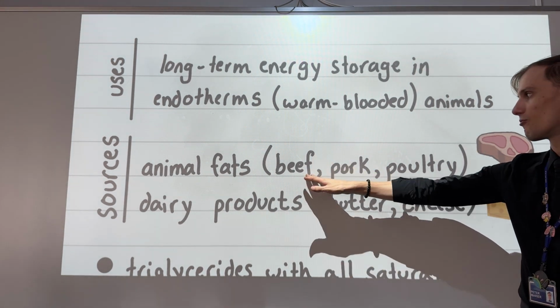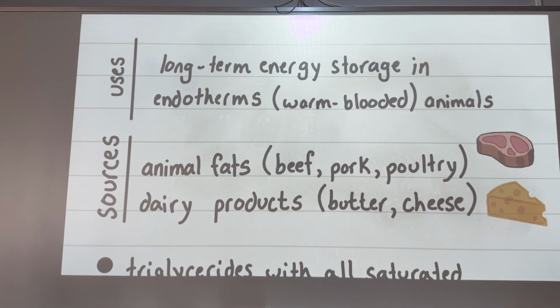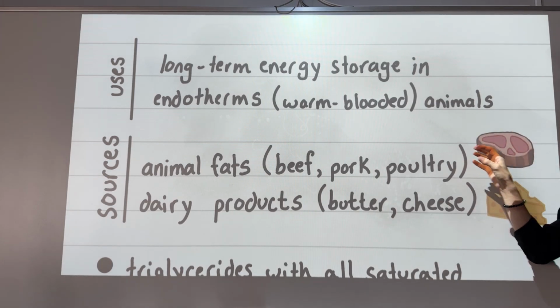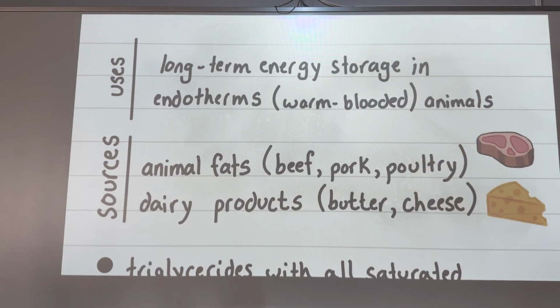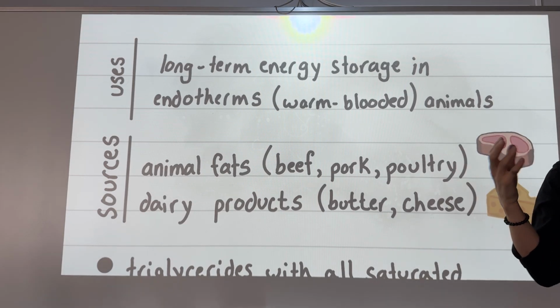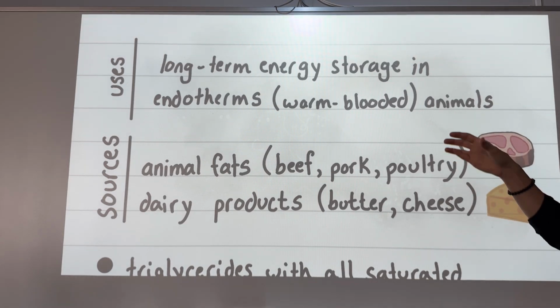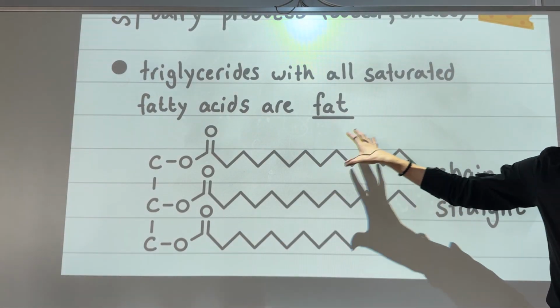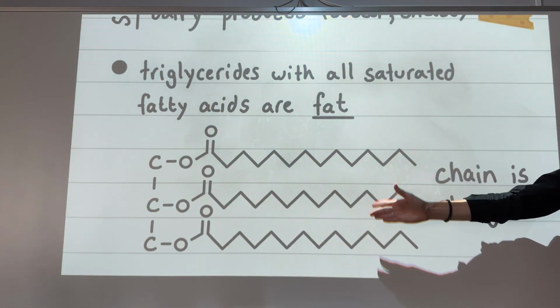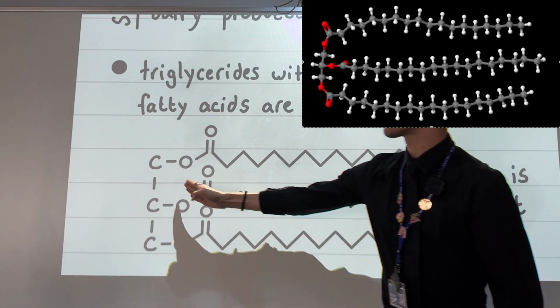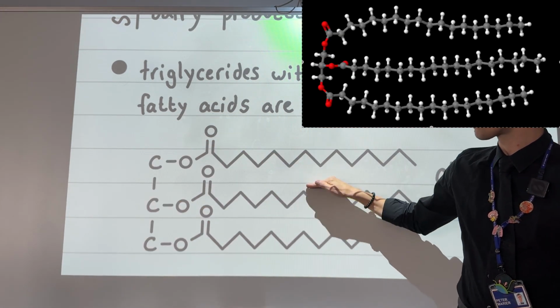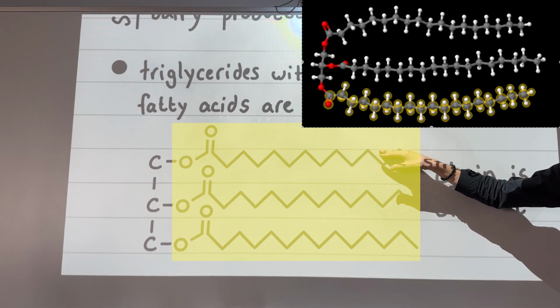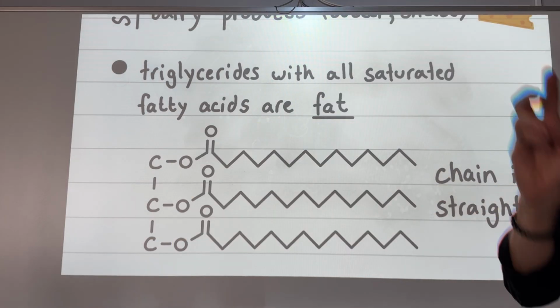So things like beef, pork, poultry, all of these types of animal products are going to be rich in saturated fats. So any fats derived from these animals are going to be saturated fats. And specifically, they'll be stored as a triglyceride. So a triglyceride entirely composed of saturated fats would look something like this. Here's my glycerol, and here are three different saturated fatty acids. This is what we would term fat.